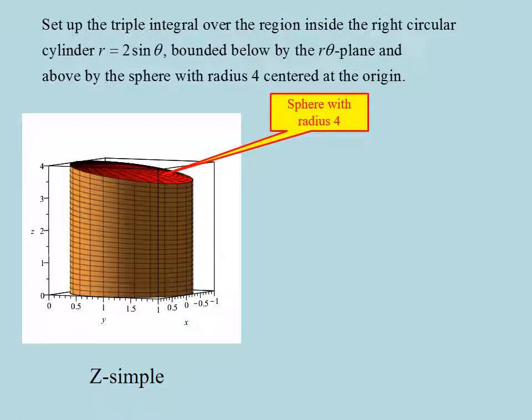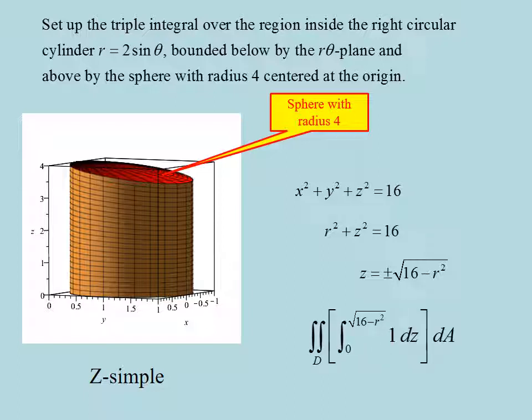So here's our sphere with a radius of 4. X squared plus y squared plus z squared equals 16 is the sphere with a radius of 4. We need that in terms of z. And so we will solve this for z. Now since it's above the xy plane, z would be positive, so we will use the positive square root of 16 minus r squared. So there's our first variable of integration.